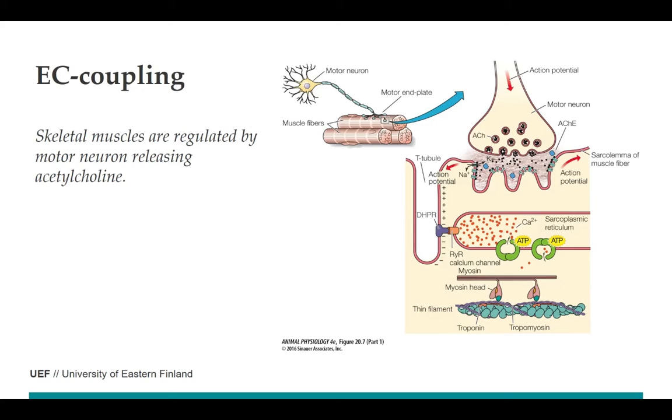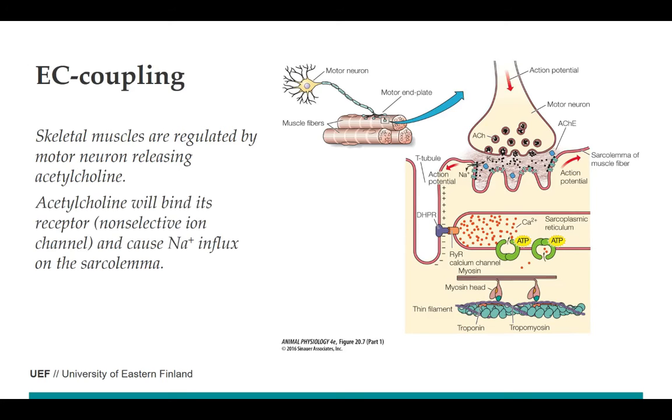Well, these skeletal muscles are not very spontaneous, thank God, but they are regulated by motor neurons. And these motor neurons release acetylcholine at the neuromuscular junction. When the acetylcholine is released, it binds to the acetylcholine receptor. This acetylcholine receptor is very nice. It's a non-selective ion channel. It's very fast to open, but also very fast to close. It's very difficult to measure that way.